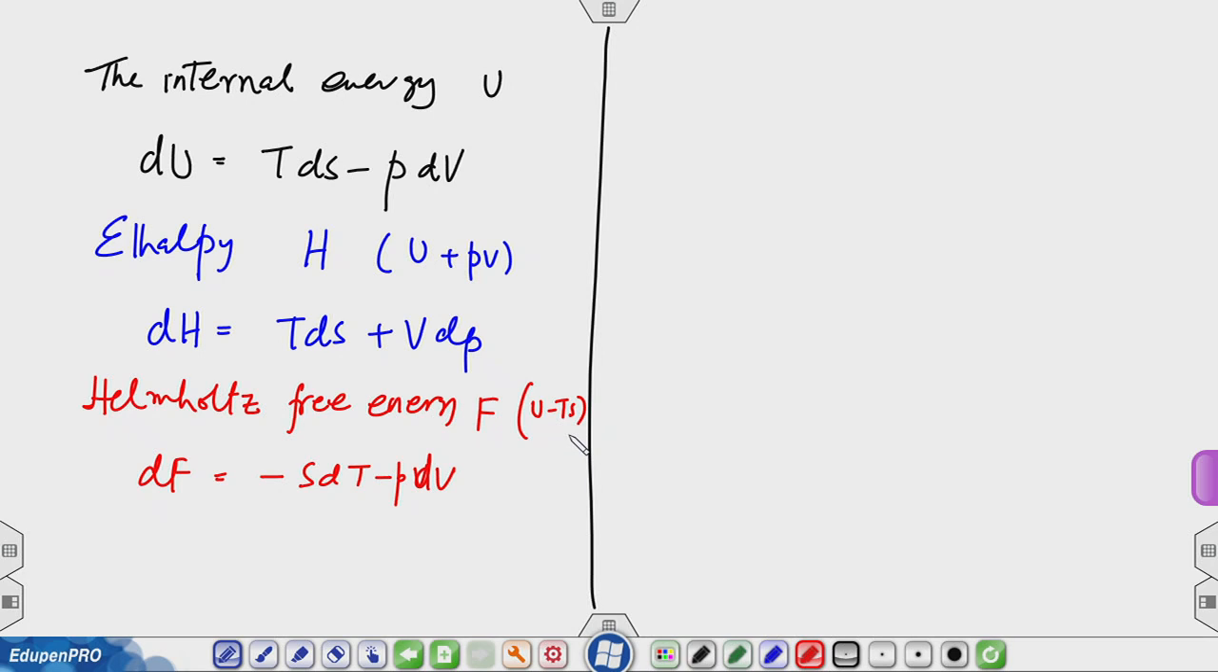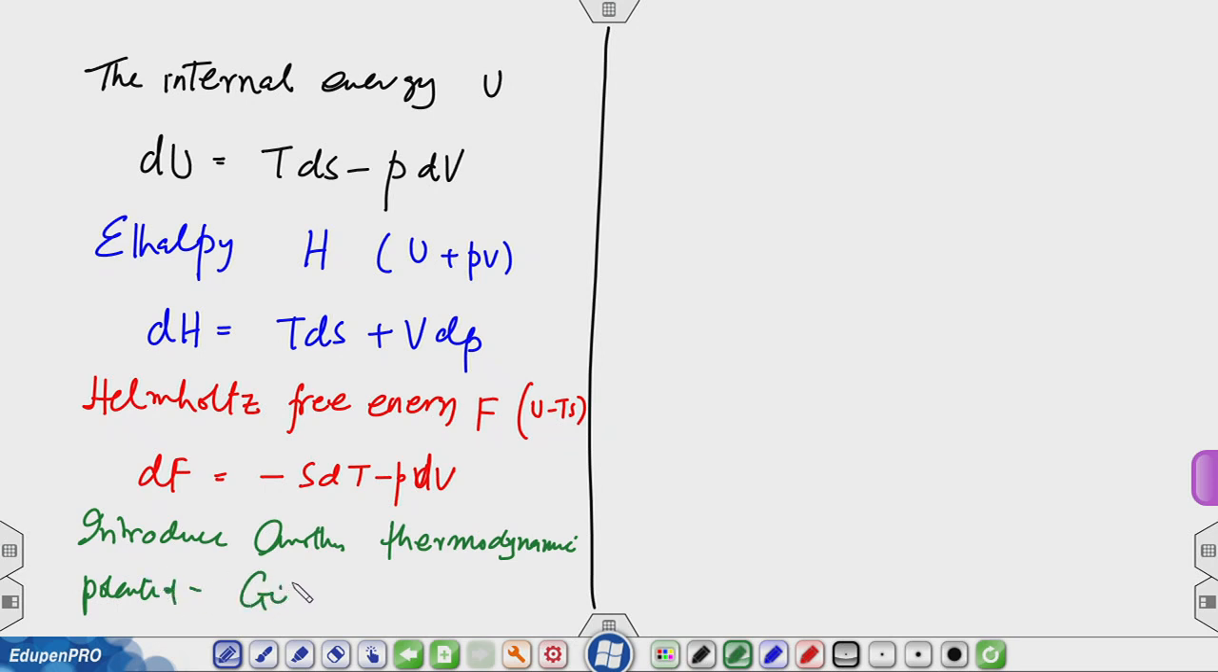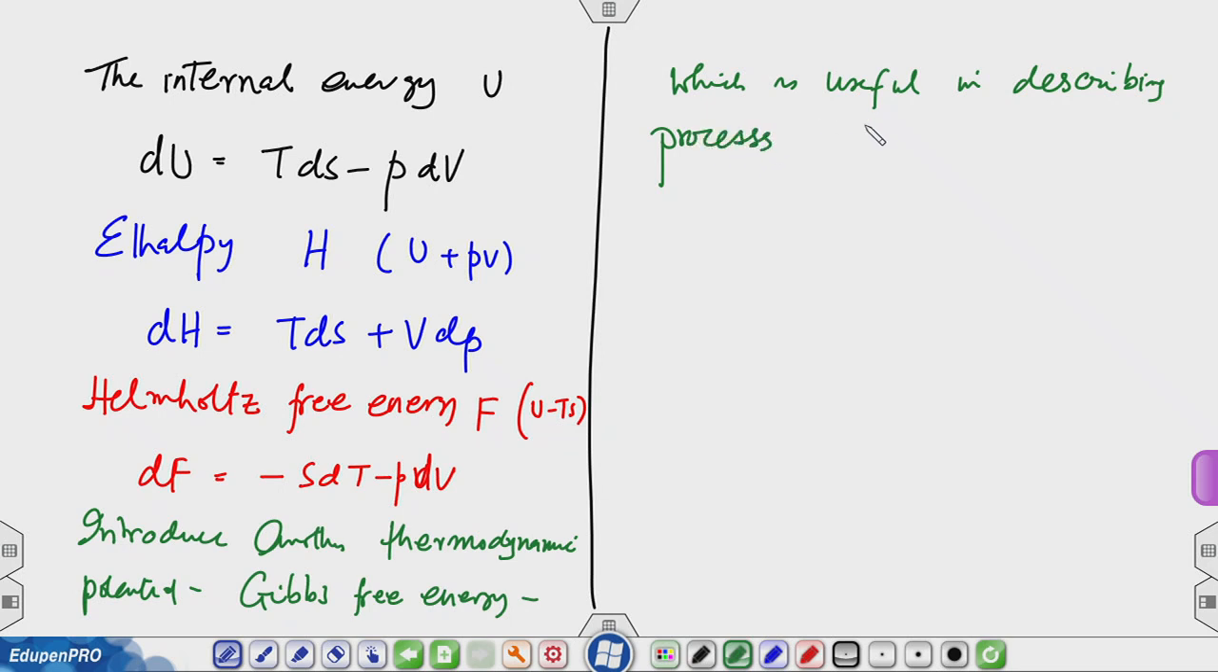Now we're going to introduce another thermodynamic potential that will be useful to describe systems when the temperature and the pressure are constant. So now we're going to introduce another thermodynamic potential, and this is known as Gibbs free energy, which is useful in describing processes that occur at constant temperature and constant pressure.